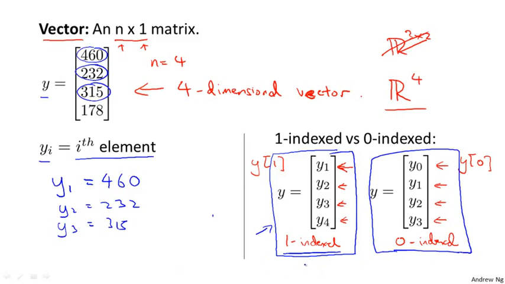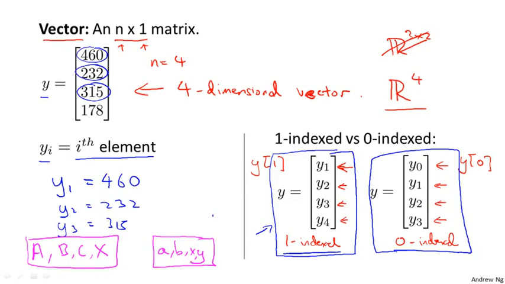Finally, by convention, usually when writing matrices and vectors, most people will use uppercase to refer to matrices. So we use capital letters like A, B, C, X to refer to matrices, and usually we'll use lowercase like a, b, x, y to refer to either numbers, just real numbers or scalars, or to vectors. This isn't always true, but this is the more common notation where we use lowercase y to refer to a vector, and we usually use uppercase to refer to a matrix.